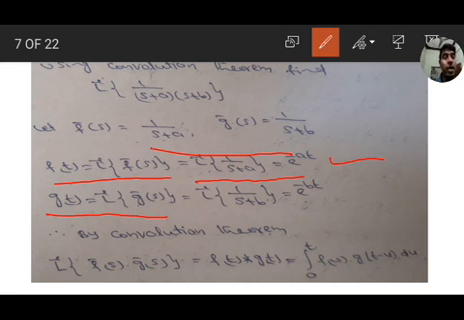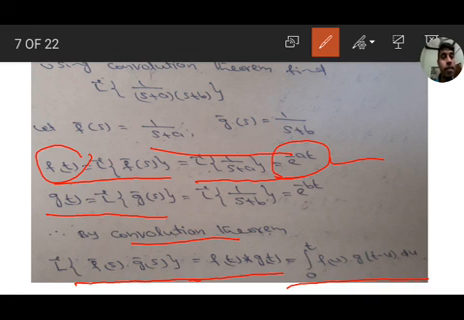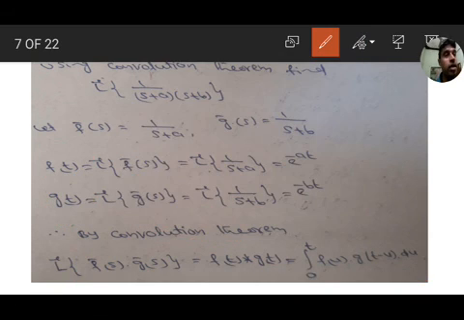Therefore, by the convolution theorem, we have L inverse of f bar s into g bar s equal to f(t) star g(t), that is the integral from 0 to t of f(u) into g(t minus u) du. Here f(t) equals e to the power of minus at. Therefore in place of t, replace t by u, that is e to the power of minus au, and g(t minus u) means e to the power of minus b into (t minus u). Simplify and integrate.